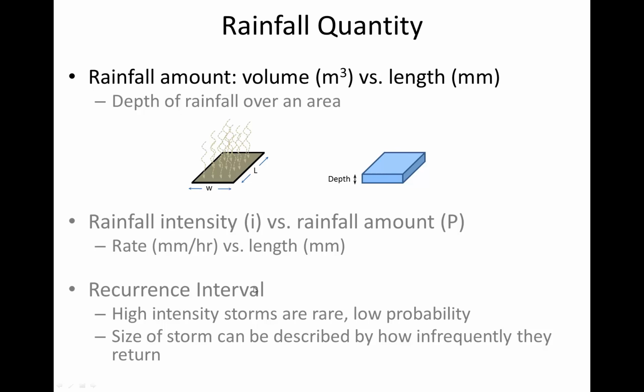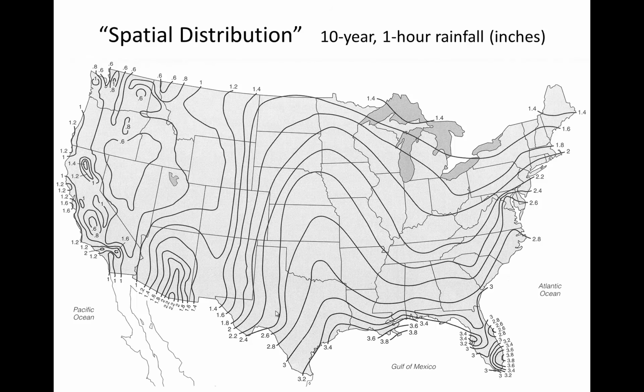Recurrence interval, as we talked about with culverts: a high-intensity storm is rare, and so in any given year it has a low probability of occurring. And so sometimes we refer to storms by their infrequency of return. So a 10-year storm, a 20-year storm, a 50-year storm, and so on.